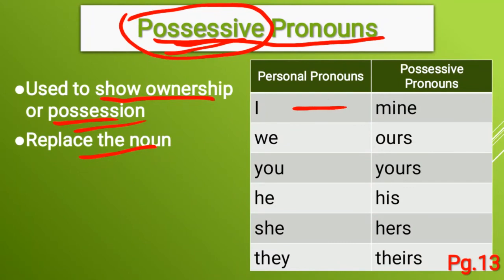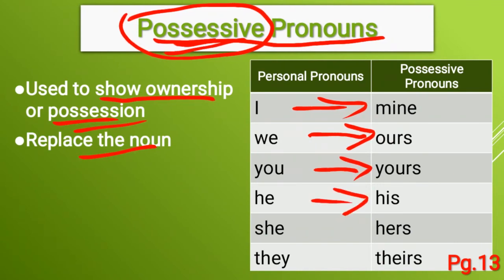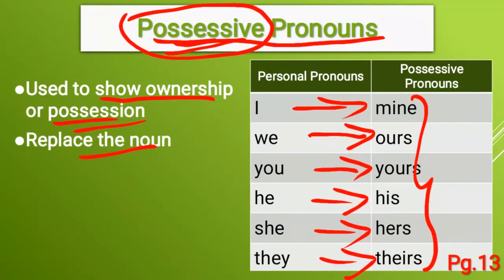I, mine. My book, mine. That is owner. Yes, I am owning the book. Mine. We, ours. Yes, our book, our house, ours. You, yours. He, his. She, hers. They, theirs. So these are possessive pronouns used to show ownership or possession.